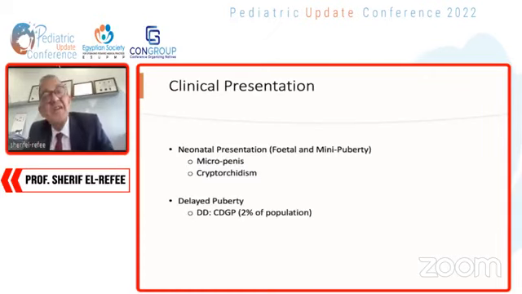And in fact, it is extremely difficult to differentiate between constitutional delay and hypogonadotropic hypogonadism. Practically speaking, only time will tell which is which. Those who did not develop secondary sexual characteristics after age 16 usually have hypogonadism rather than constitutional delay.